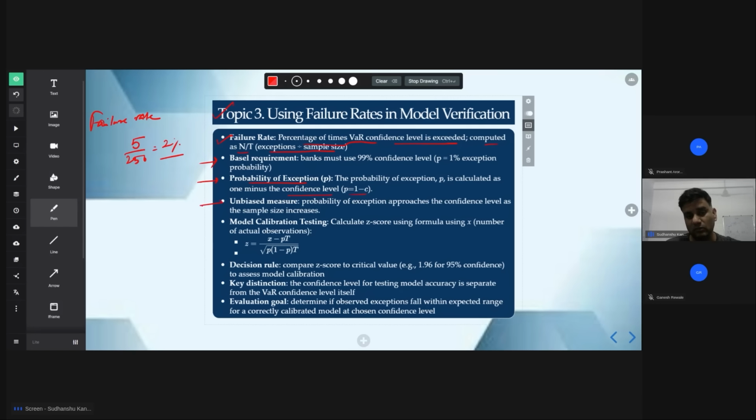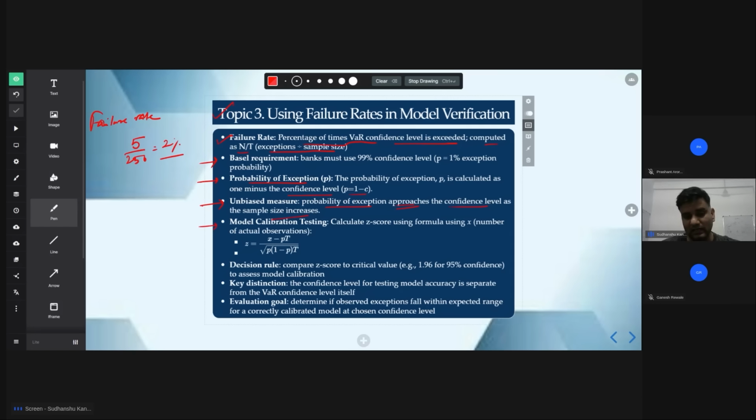And then there is your unbiased measure, right? In the unbiased measure, the probability of exception approaches the confidence level as the sample size increases, right? So that also we understand: the probability of exception approaches the confidence level as the sample size increases. Next point is your model calibration testing.